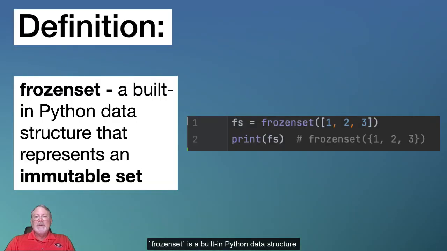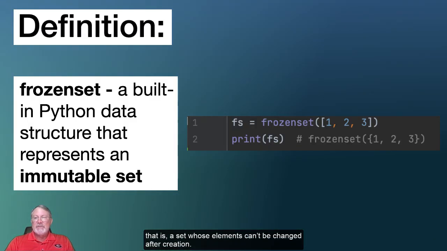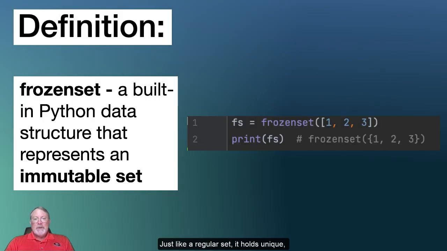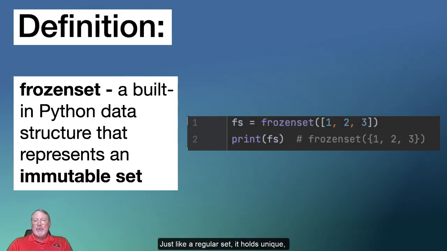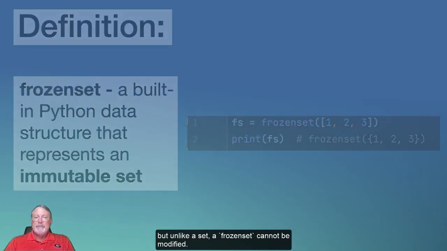Frozenset is a built-in Python data structure that represents an immutable set. That is, a set whose elements can't be changed after creation. Just like a regular set, it holds unique, unordered, hashable elements. But unlike a set, a frozenset cannot be modified.